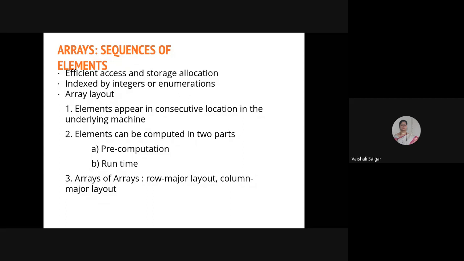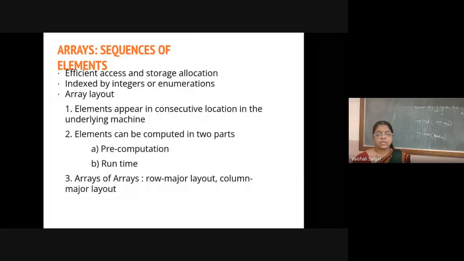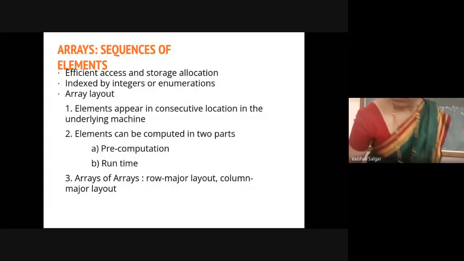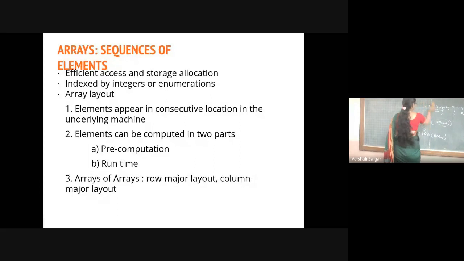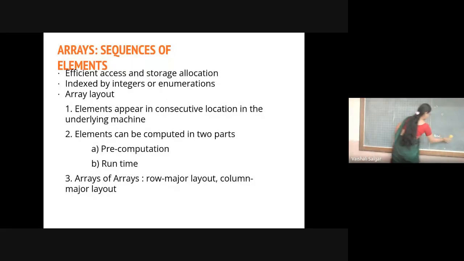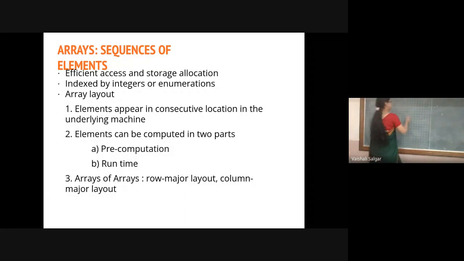All the numbers or the atoms in the array are indexed by an integer, just like we have seen in the enumerations. So, array layout. Whenever we are talking about the array layout, the elements appear in consecutive locations in the underlying machine. I will explain the meaning of this. Elements appear in consecutive locations in underlying memory. Meaning, if I'm saying array, now we will see in the syntax of C programming. So when I'm saying int A of 10, okay.